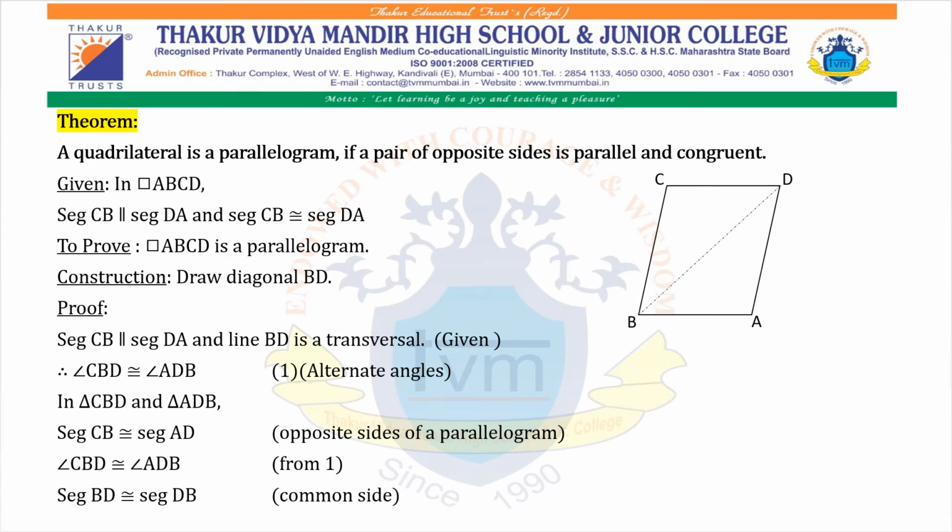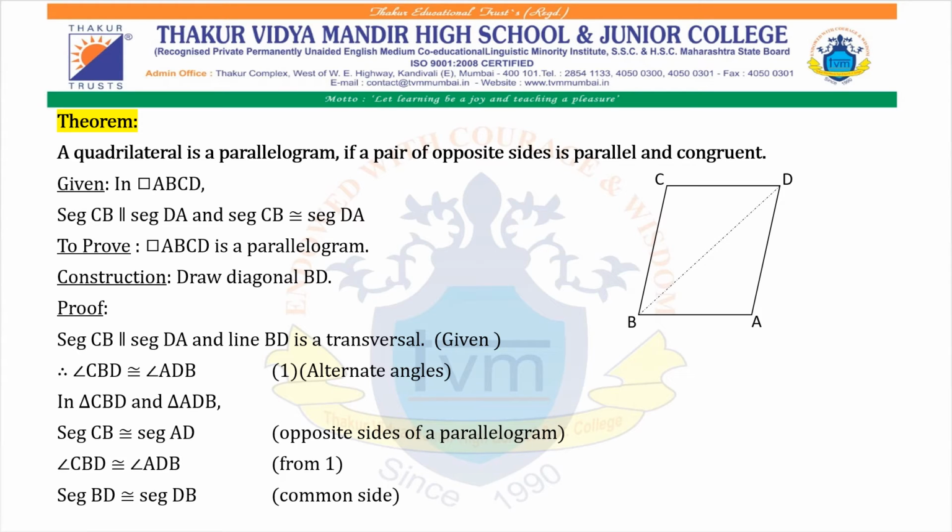Theorem: a quadrilateral is a parallelogram if a pair of opposite sides is parallel and congruent. Given: in quadrilateral ABCD, seg CB is parallel to seg DA and seg CB is congruent to seg DA. To prove: quadrilateral ABCD is a parallelogram. Construction: draw diagonal BD. Proof: seg CB is parallel to seg DA and line BD is a transversal, that is given. Therefore, angle CBD is congruent to angle ADB.